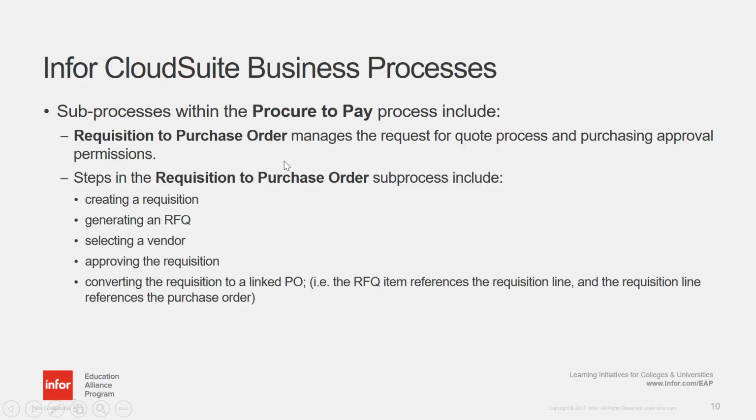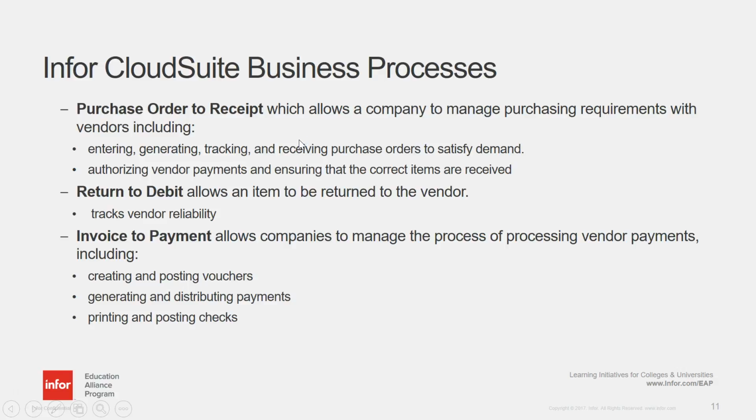There are several sub-processes within procure to pay. You have to create a requisition, generate a RFQ, a request for quote, select a vendor, approve the requisition, convert the requisition to a purchase order, and so on.